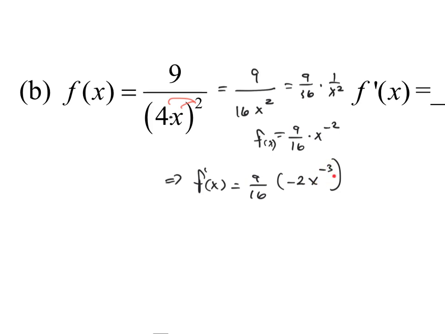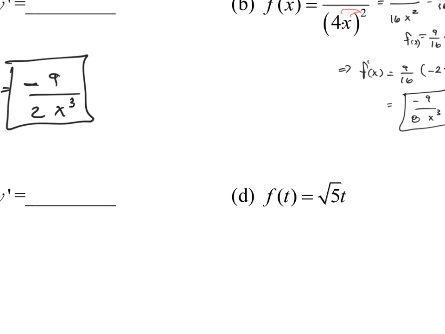Again, only the x is moving to the denominator because only the x is raised to the negative power. So I need to look at 9/16 times negative 2. 9/16 times negative 2 is negative 9/8. But then again, we need to move that x to the negative 3 down into the denominator, so that would be x to the positive 3 in the denominator. So my final answer is negative 9 over 8x cubed.